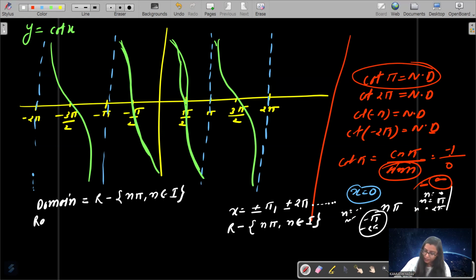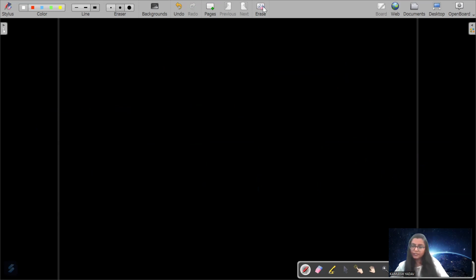Then what about the range? According to the graph, we see our curve lies between plus infinity and minus infinity. So that's why the range is R. Okay. Then we go for the next graph.